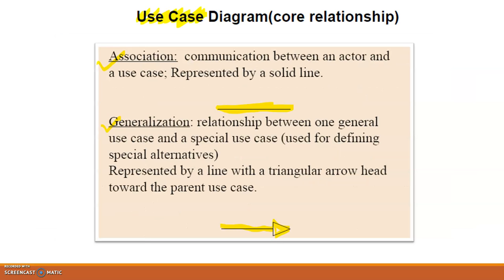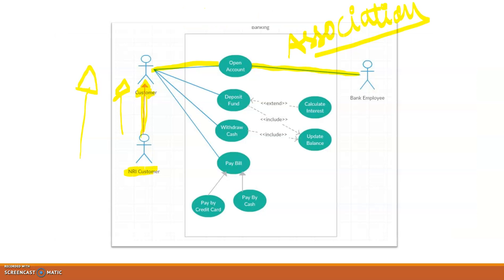So okay, so association is communication between an actor and the use case, while generalization is relationship between one general use case and a special use case. Also we can consider them with the user as well. Here we have mentioned about the use case, and also we can use it for the users or the actors. For example, see, if you notice this arrow, this is generalization.